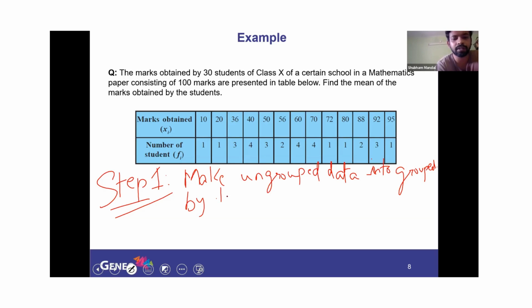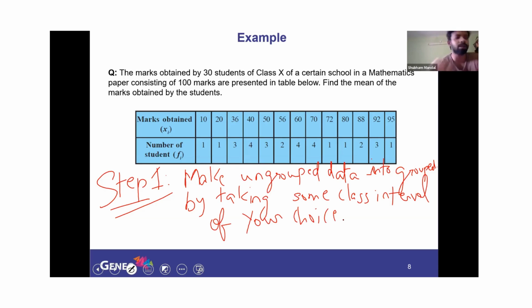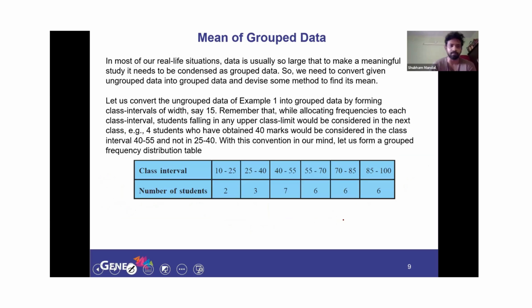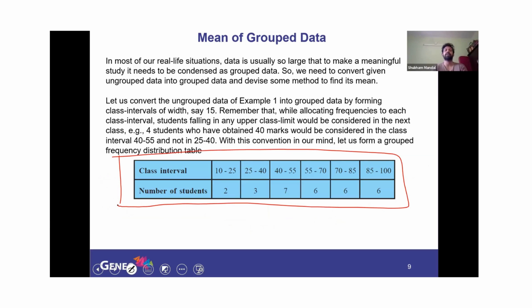by taking some class interval of your choice. Now take a suitable class interval. Don't take a very large class interval. Don't take a very small class interval. Now after transforming the ungrouped data into grouped data, we get this. We get our class interval and we get the frequency table. This is a frequency distribution table for grouped data.